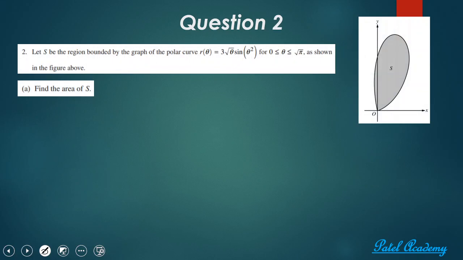So question number 2, this is a question that's solely focused on BC topics. This is also very common to get a question on either parametrics or on polars. In this case, we have it on polars. So what do I see? I see that I have a graph of the polar curve r of theta, which is equal to 3 root theta times sine of theta squared. And the range of these theta values are from 0 to root pi. We're asked to find the area of S.